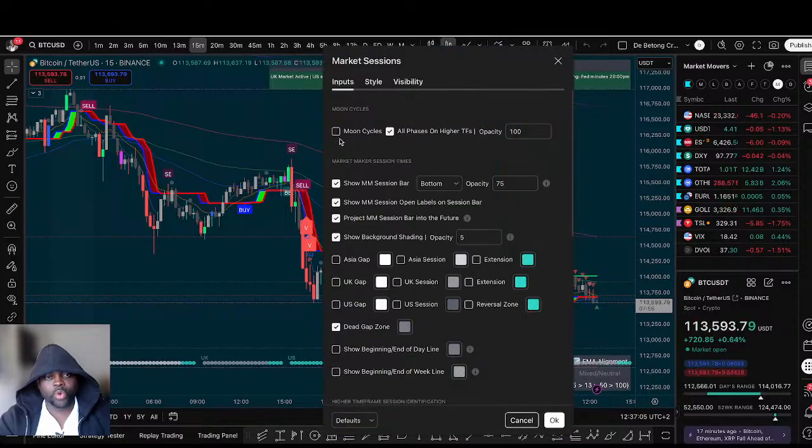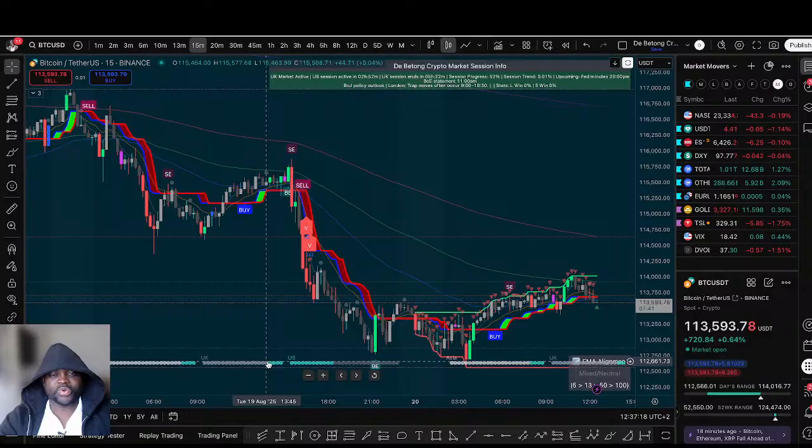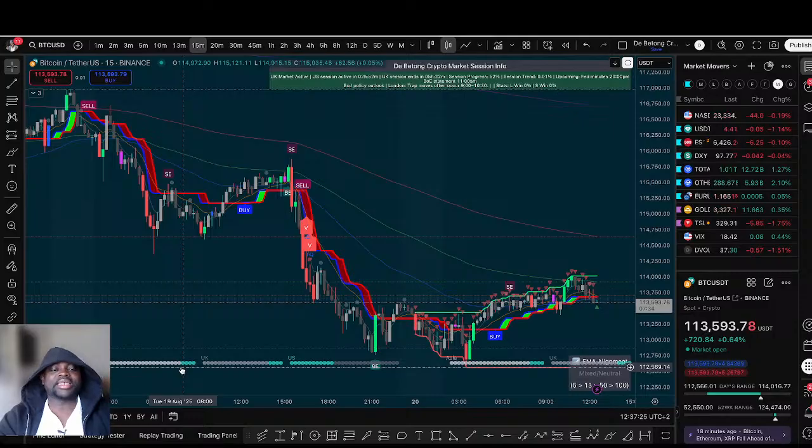You can take off the moon cycle. If I put it on, it's going to appear there, the moon cycle. You can take it off. I don't have it. So this is the only thing you have to untick. Now, what this indicator does is simple. It gives you the hours during each session that the market makers are moving the market either to the upside or to the downside. So these are periods where the market makers are trading so hard, and liquidity is getting into the market so hard.